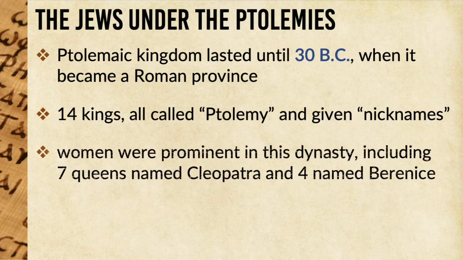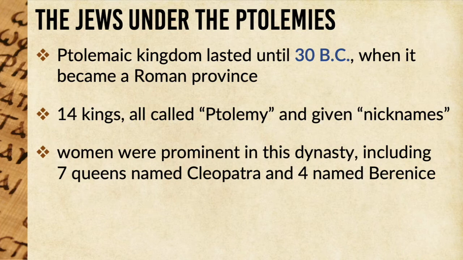Women also were very prominent in this dynasty, including 7 queens who were named Cleopatra and 4 who were named Berenice. Now, we're probably familiar with one of those Cleopatras because we remember the Hollywood movie that's got her in there. At least a lot of older folks will remember that Hollywood movie. People know about Cleopatra and Mark Antony and Julius Caesar and all of that. Well, that's one of the Cleopatras. It's the last of the Cleopatras. There were 6 before her, as well as 4 that had the name Berenice, which we also see later in New Testament history. But there are these very prominent women.